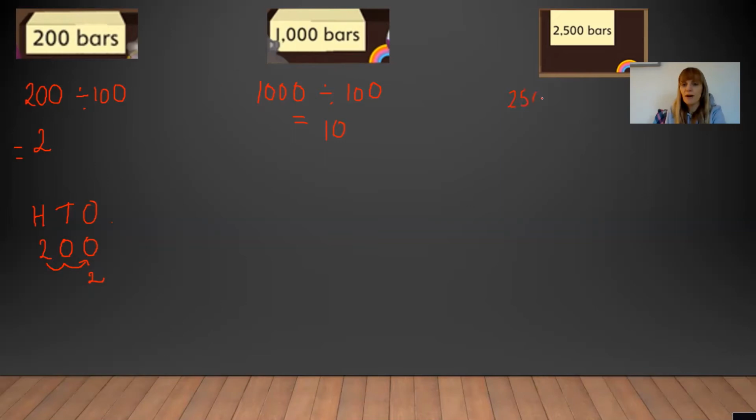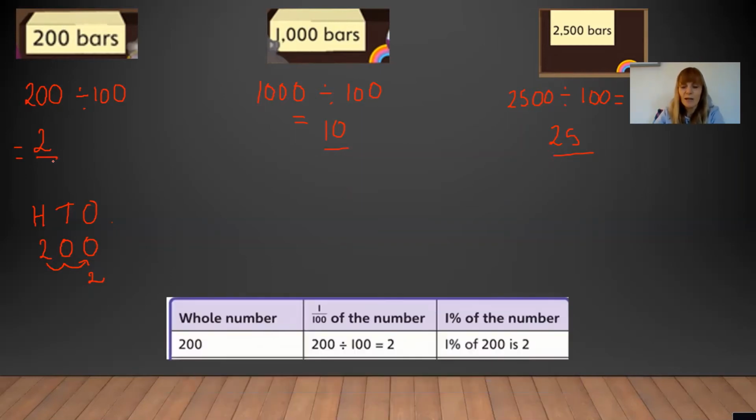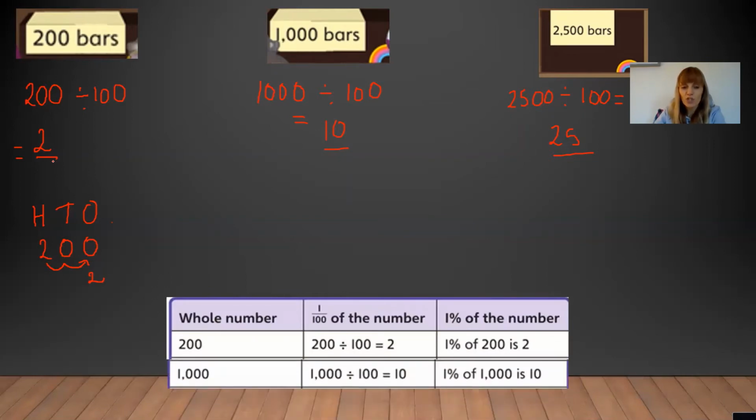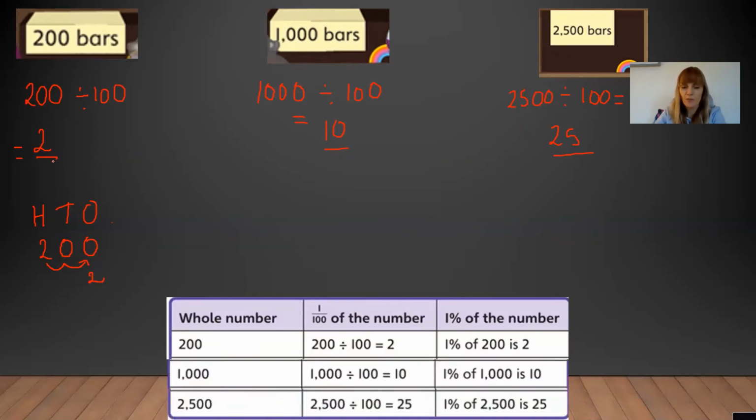2,500 divided by 100. Again, everything's going to be jumping 2 places smaller, and we would get an answer of 25 chocolate bars. So you can see in each box there are different numbers of bars which have that magic ticket inside. Here is a little table as well to just show us our different answers. So we can see that for 200, 1% was 2, for 1,000, 1% was 10, and 2,500, 1% is 25. So our answers are correct.